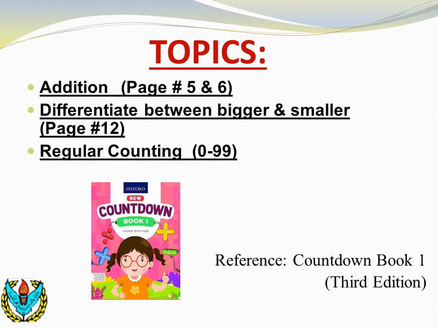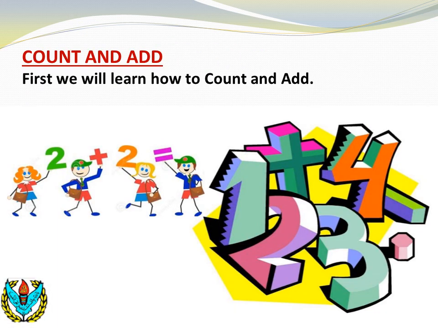Today's lecture is about addition of one digit number in horizontal and vertical form. We will learn how to differentiate between bigger and smaller things. Also, we will do some work on notebook, that is regular counting from 0 to 99. In previous lecture, we have learned about counting the objects. Now, we will learn how to count and add.